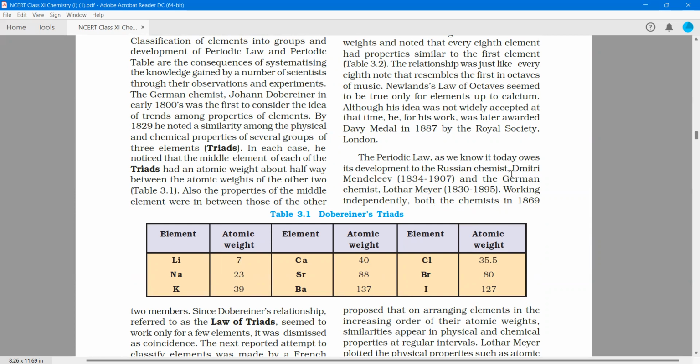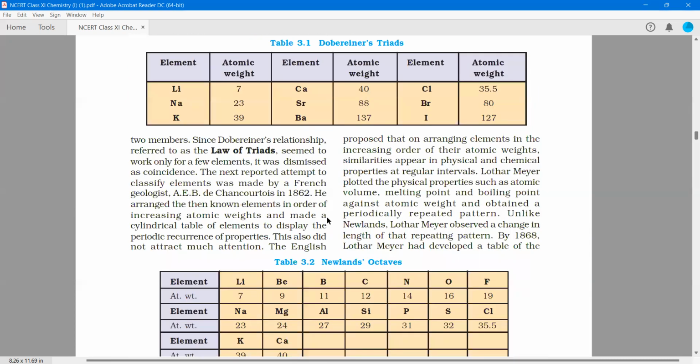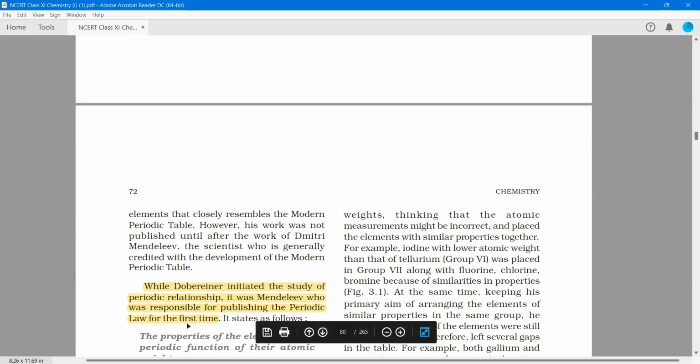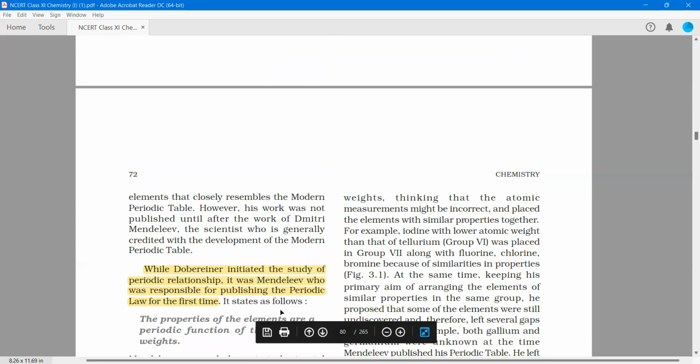But before that, this guy D. Mendeleev proposed a periodic table, and he is almost fully credited for the periodic table. It was first started by Döbereiner, and Mendeleev is responsible for publishing the periodic law for the first time.